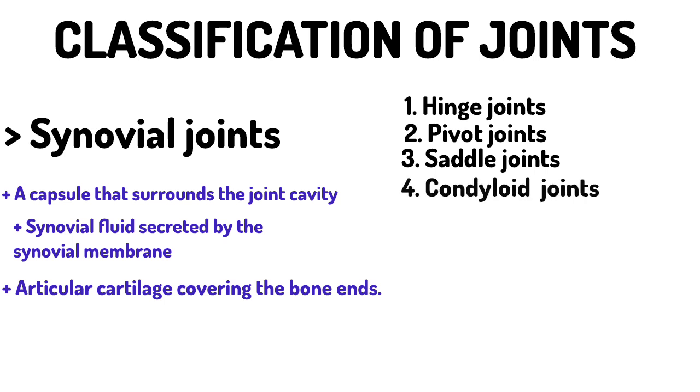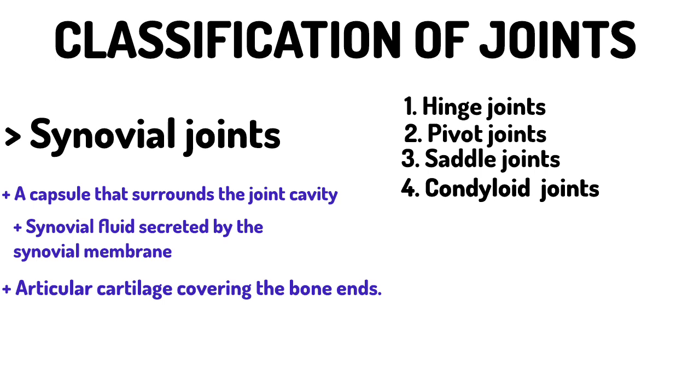Next are the condyloid or ellipsoid joints. Their articulation is between a shallow depression and a rounded surface. It allows biaxial movement: flexion and extension, abduction and adduction. Examples include the metacarpophalangeal joints, which are the knuckles.